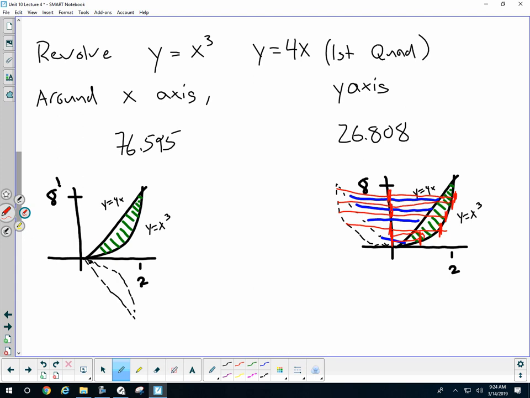Now the blue cylinders. What's the radius of the blue cylinders? It'd be x equals y over 4, minus 0, because we're going to the y-axis. You got it? Yep.